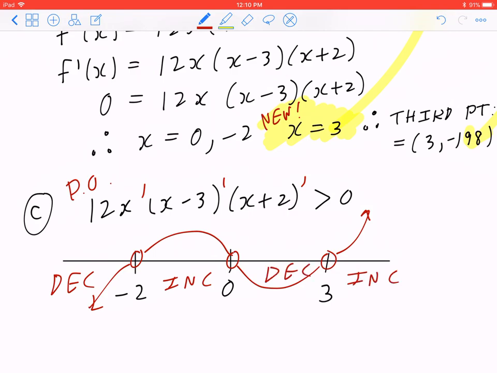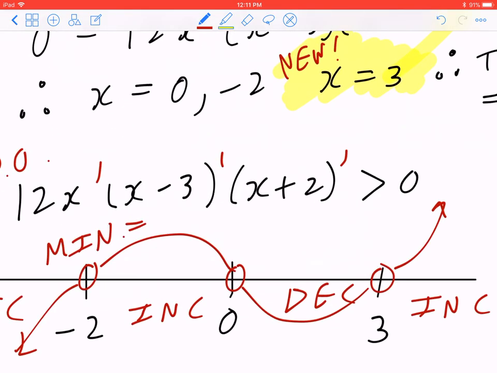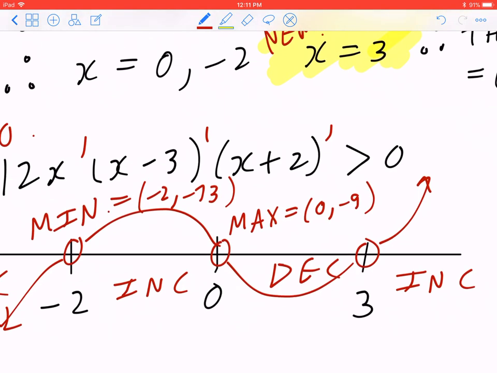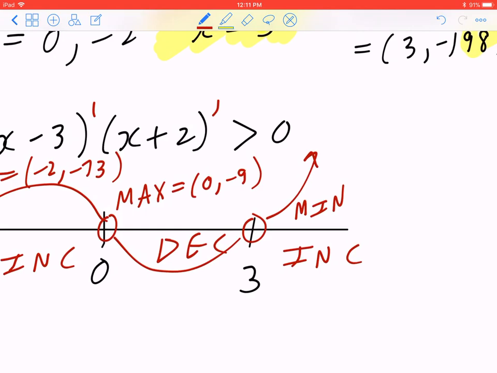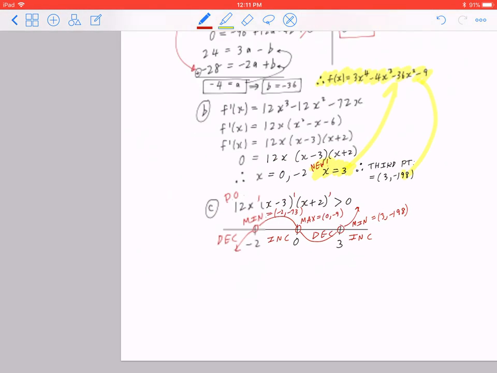So the fact that it goes from decreasing to increasing, this is the minimum, which is located at negative 2, negative 73. This is the maximum because it's increasing then decreasing, located at 0, negative 9. And of course, it's decreasing, increasing. So this point is going to be the minimum, which we just found. The third point, 3, negative 198.